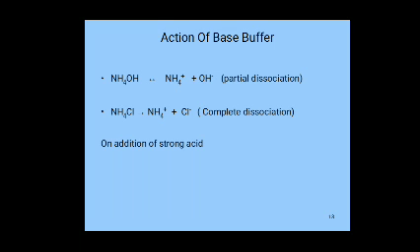On addition of strong acid, when a few drops of acid are added, HCl forms H plus and Cl minus. These H plus ions react with ammonium hydroxide to form NH4 plus and undissociated water molecules, hence pH is constant.